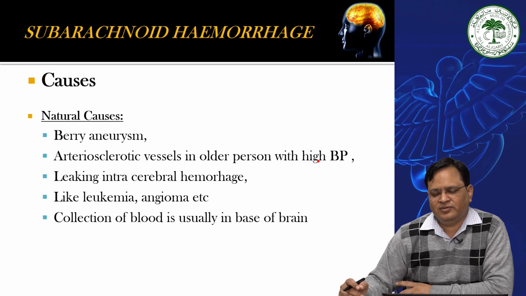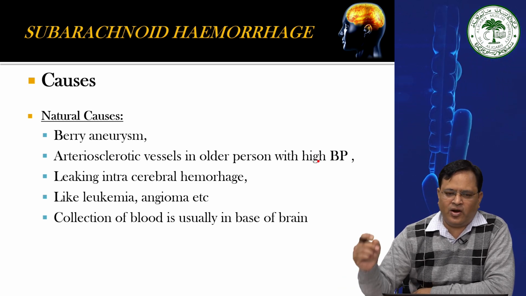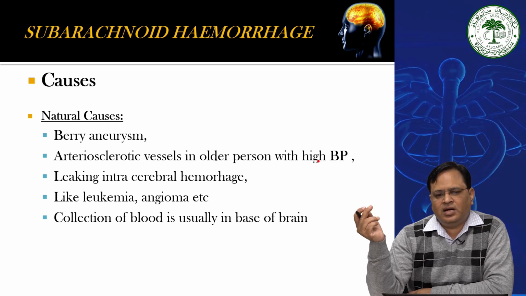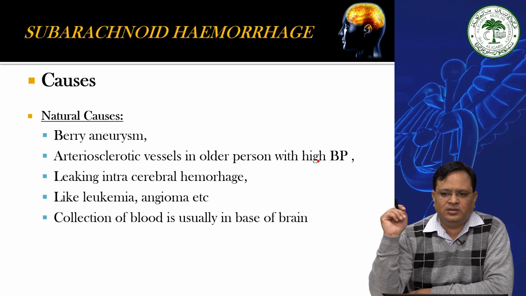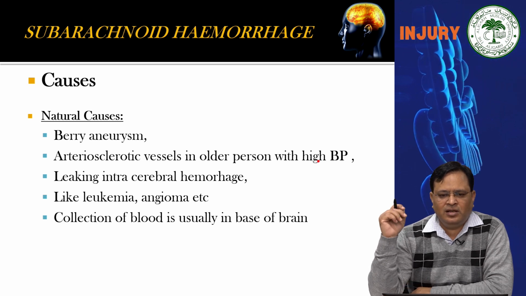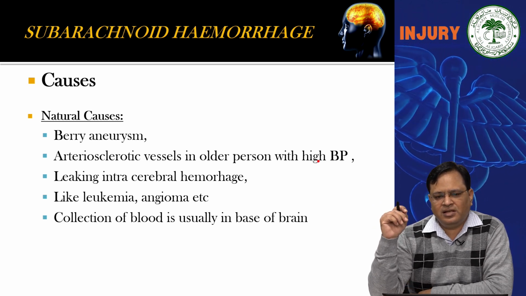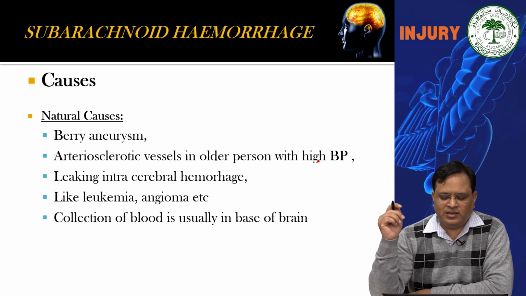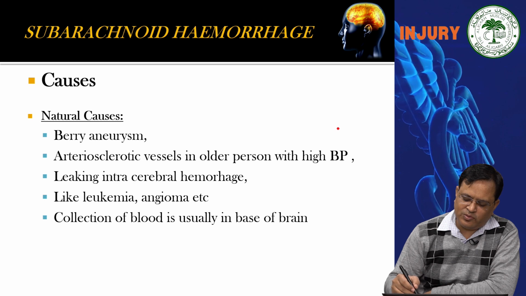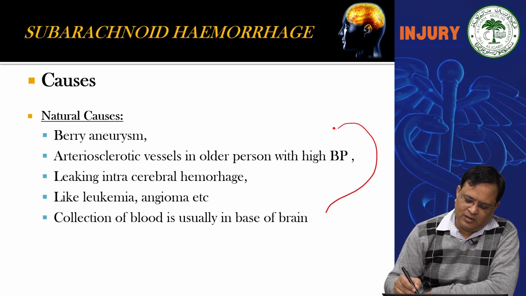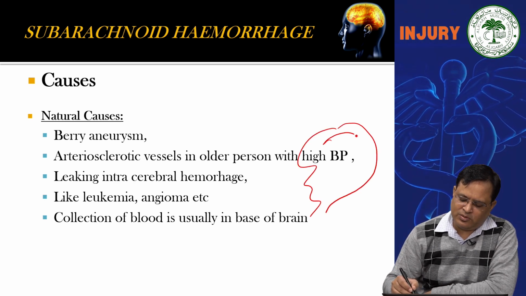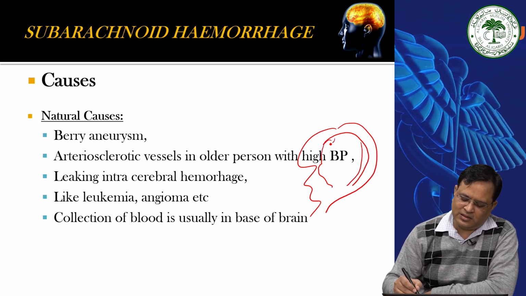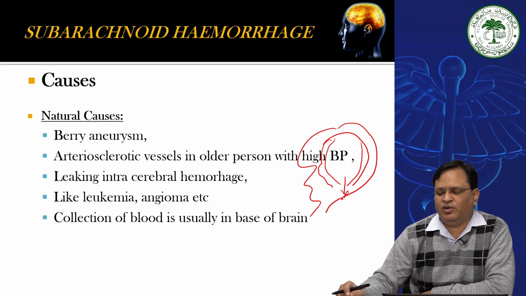Subarachnoid hemorrhages are within the arachnoid space. Causes can be berry aneurysm, arteriosclerotic disorders, or a person with high blood pressure, leaking intracerebral hemorrhages, leukemia, angioma. Collection of blood is usually at the base of the brain. If it is in the arachnoid space, then all the blood collects and goes to the base of the brain.